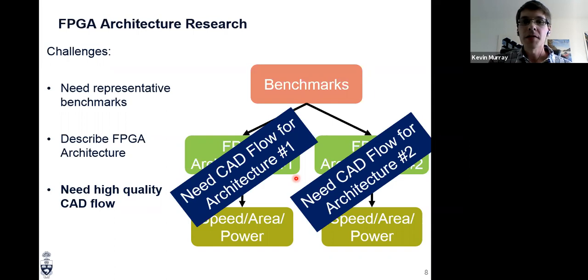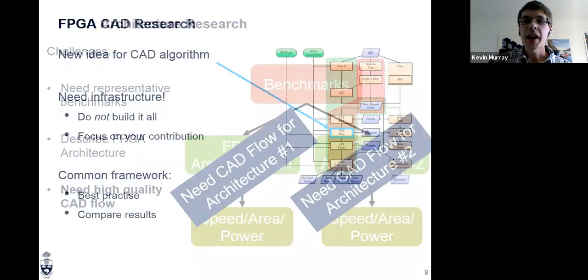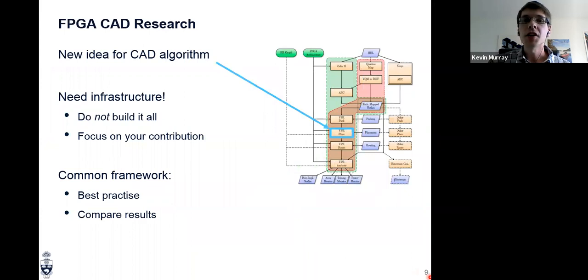So another thrust for research is actually research in the FPGA computer-aided design flow itself. As I showed before, this design flow is relatively complicated, and there are lots of interlinking stages that all depend upon each other. And so if you're a CAD researcher, you probably have an idea for one specific algorithm within this CAD flow. And so it would be extremely time consuming to go and build this CAD flow from scratch just to go and evaluate your one idea.